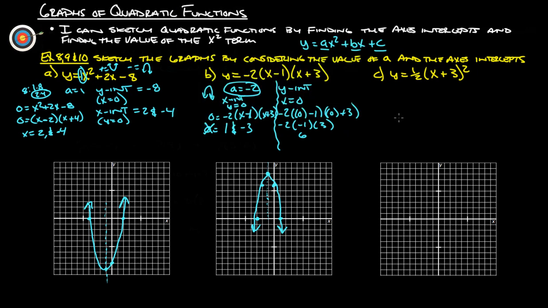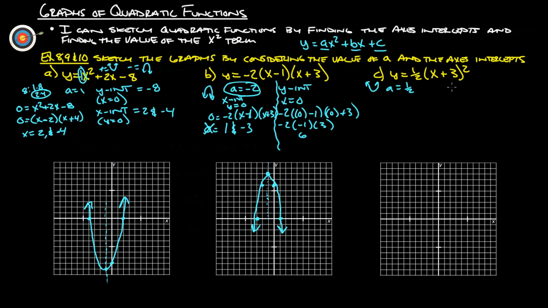All right. Last one, C, y equals 1/2 times x plus 3, squared. So our A value is 1/2. It's positive, so it's going to be a smiley face, but it's going to get squished vertically, so it's going to be a little bit wider than normal.